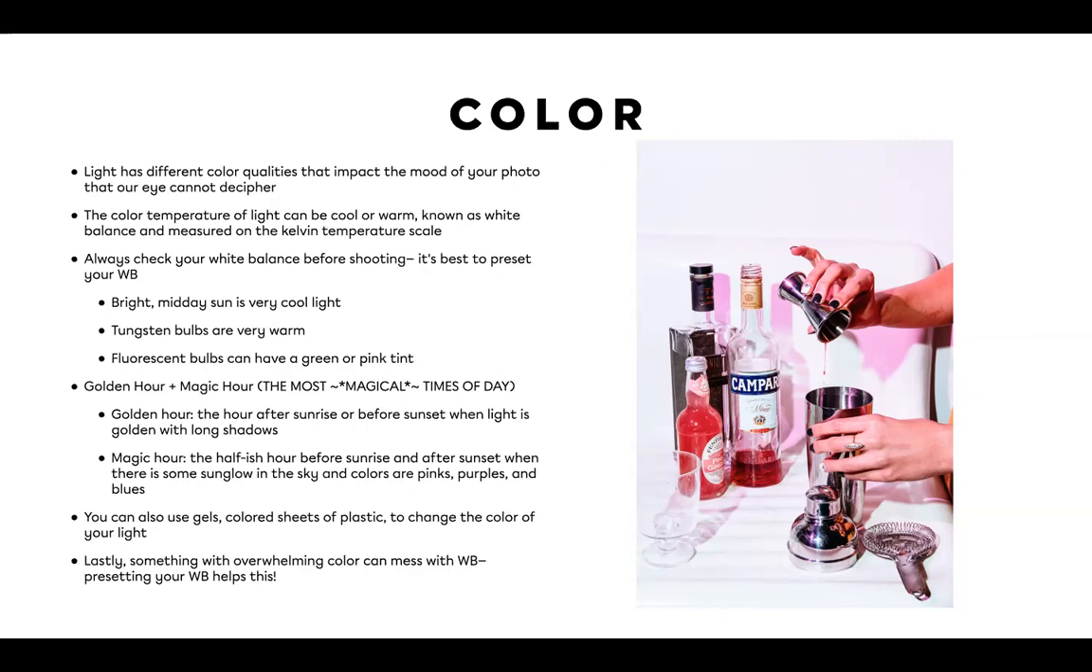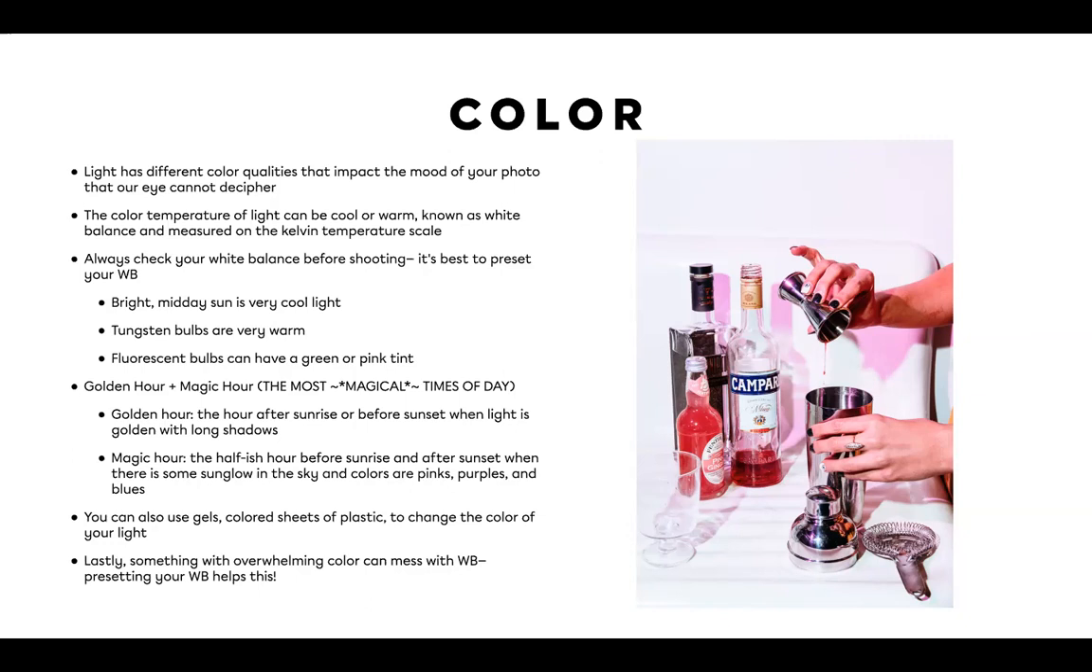Tungsten bulbs, even like the LED bulbs now that you can buy, you can pick warm and golden light. So they tend to be very warm, very yellow, kind of orange. Fluorescent bulbs tend to have a green or pink tint, and they can make your subjects, especially for photographing people, look really sick. You'll hear a lot in photography that if you see fluorescent bulbs, run. And sometimes you can't, and you just have to learn how to deal with that. Or you could use a flash to kind of create your own light in those situations.